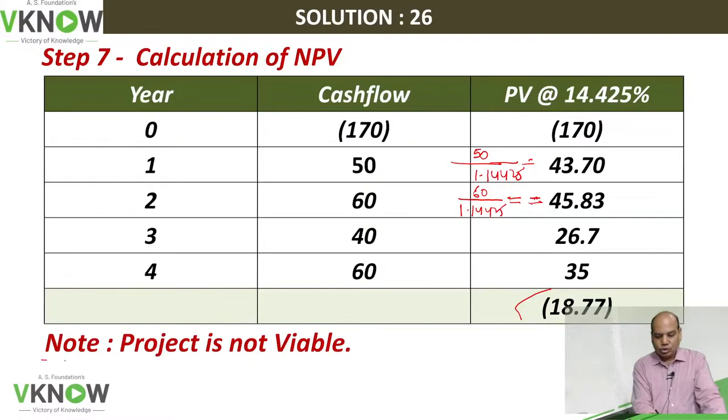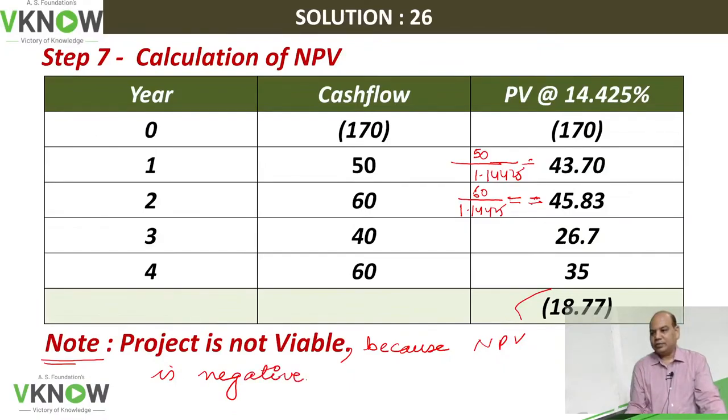Write the note. Project is not viable because NPV is negative. That was a very good question from reference material. Source of this question, right? Reference book. But the institute will pick this question and give you in the exam.